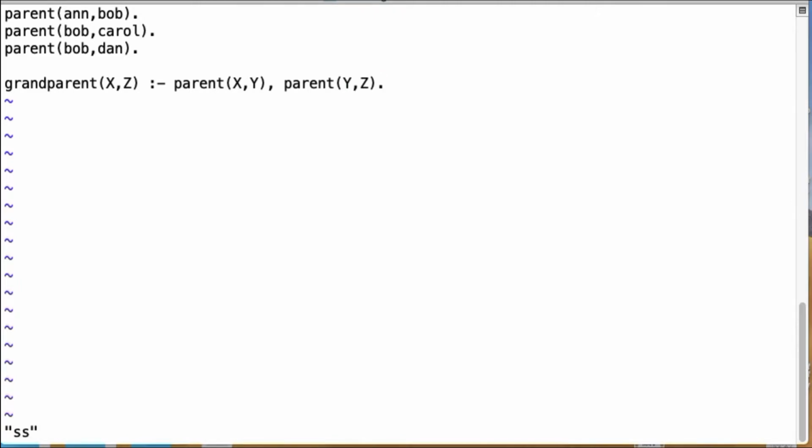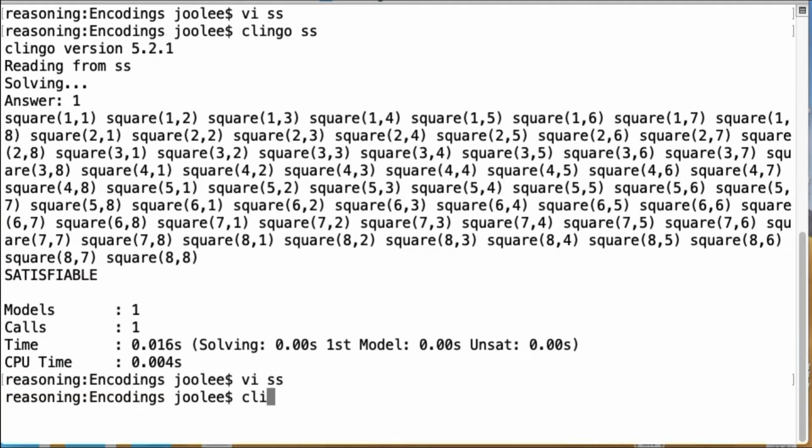Okay, so this is what I would write. To tell Clingo what we mean by grandparents: X and Z are in a grandparent relationship, or X is a grandparent of Z, if X is a parent of Y and Y is a parent of Z. So let's actually check this.